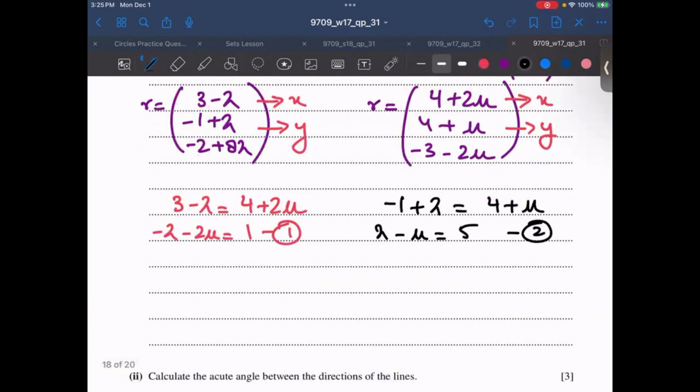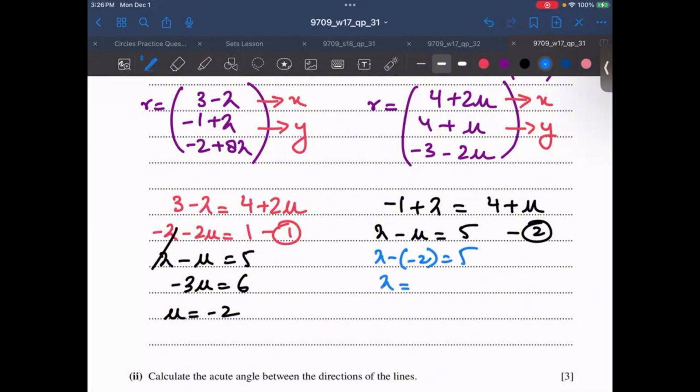So solving these two equations simultaneously, with lambda minus mu equal to 5, we'll get minus 3 mu is equal to 6. So mu is equal to minus 2. So if mu is equal to minus 2, we can find the value of lambda as well. So lambda minus mu is 5, mu is minus 2. So lambda minus minus 2 equals 5. This will be equal to 5 minus 2, which is equal to 3.